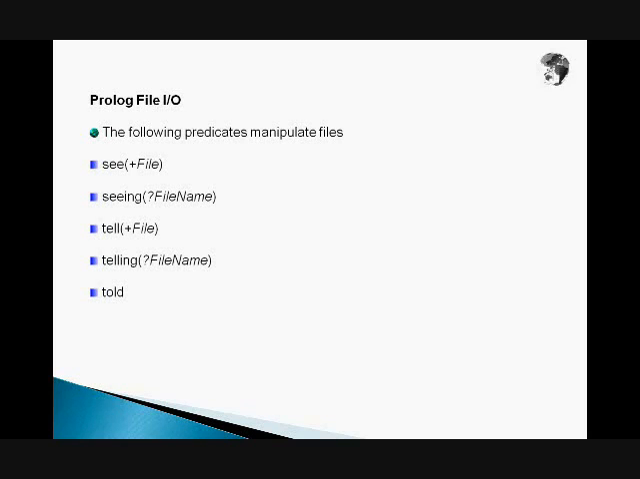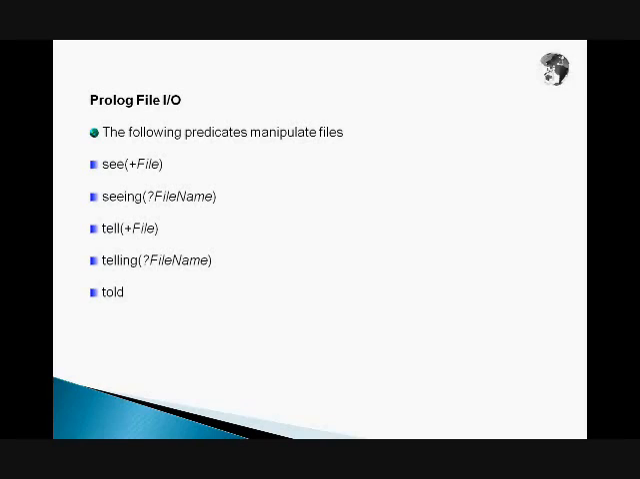seeing(File). File name is unified with the name of the current input file. If it was opened by see/1, it is the current input stream, if it is not user input, otherwise it is user. seen closes the current input stream and resets it to user input.